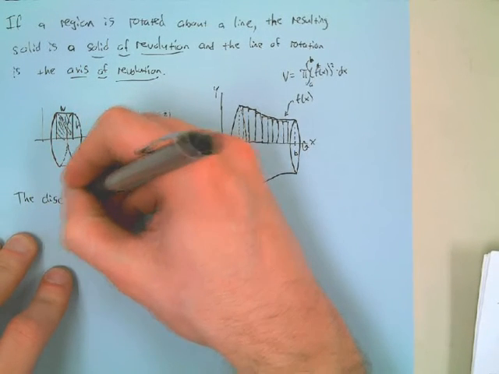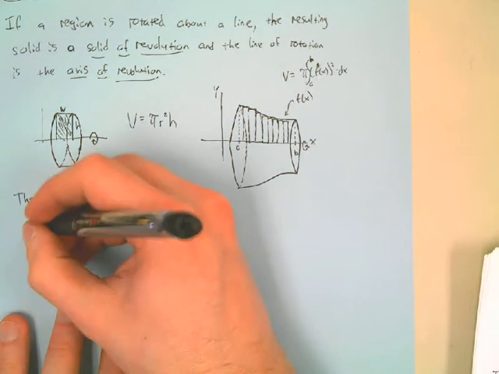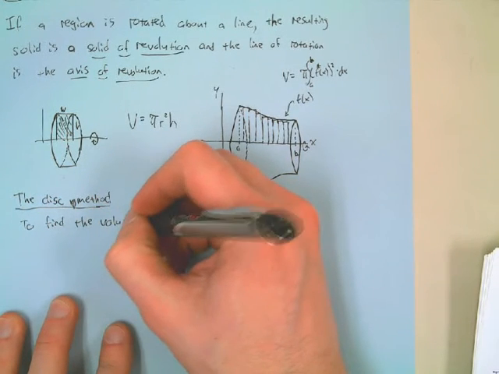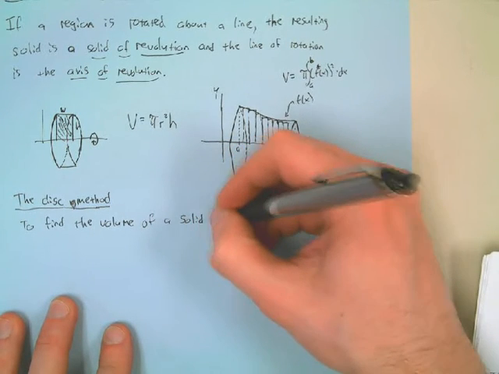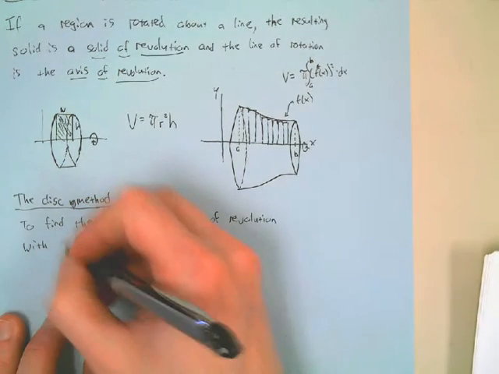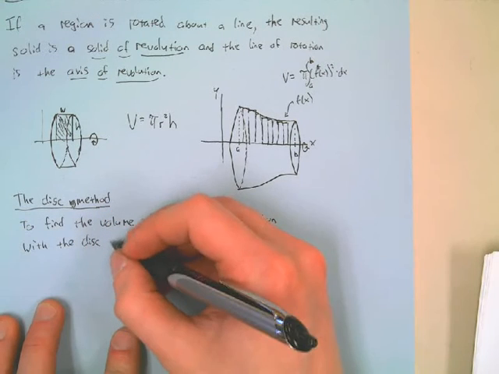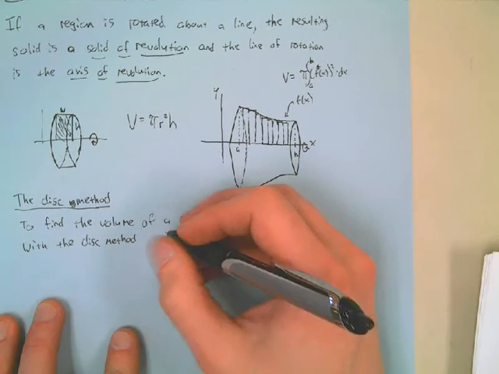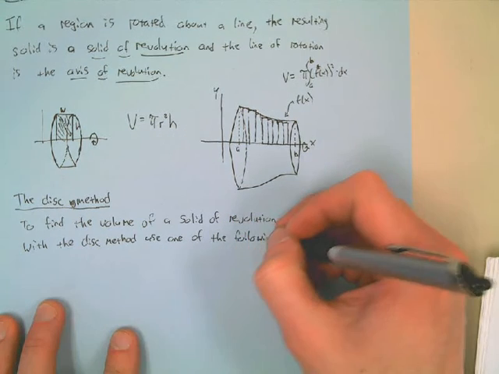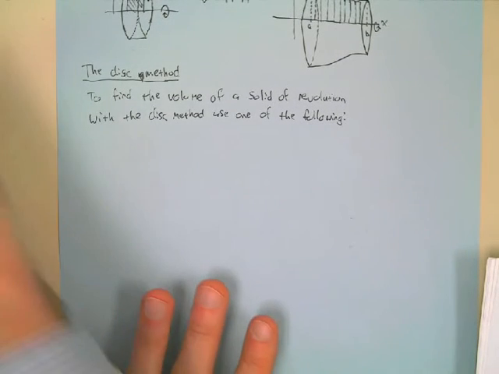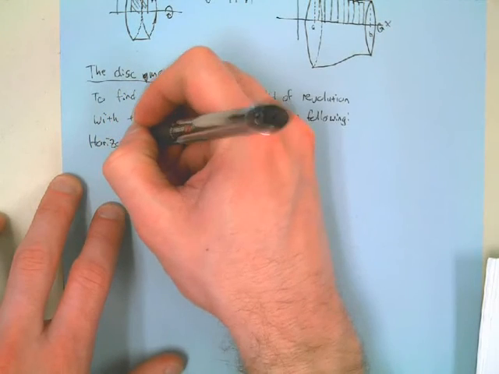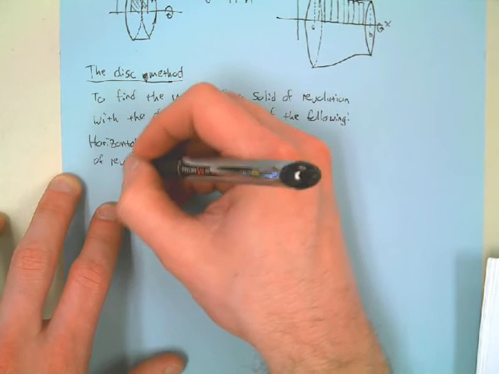To find the volume of a solid of revolution with the disk method, and we'll learn another method called the washer method, use one of the following. If you have a horizontal axis of revolution, then volume equals pi.